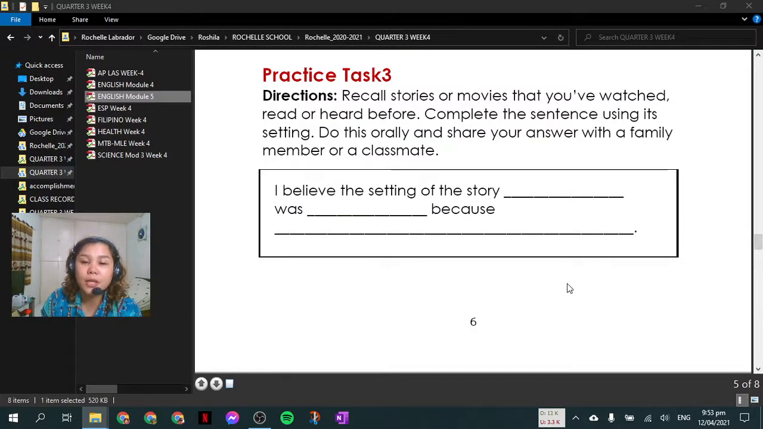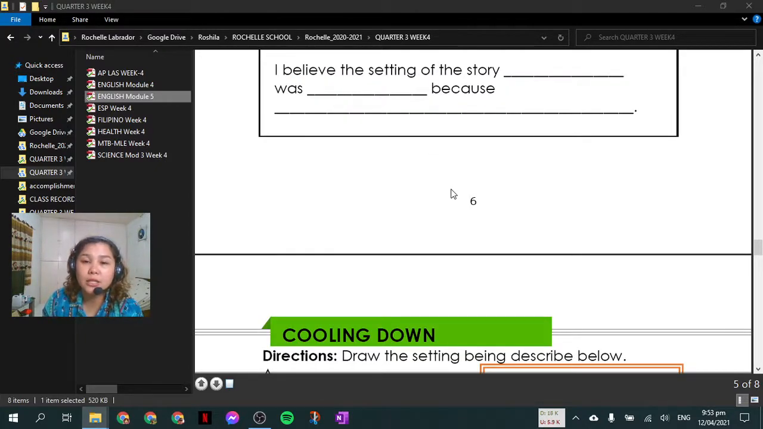Practice task 3. Recall the stories or movies that you've watched. Complete the sentence: I believe the setting of the story was a certain place because... explain. Do this orally and share your answer with a family member or a classmate. This is like scratch work, so that when you share it, you already know what to answer.